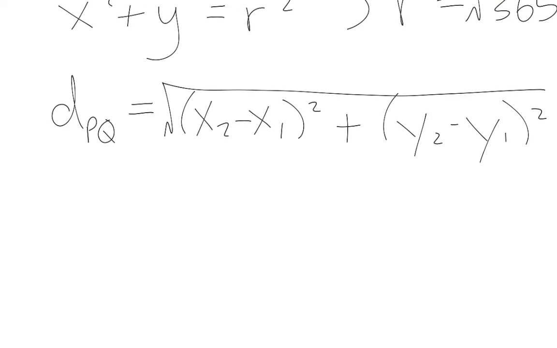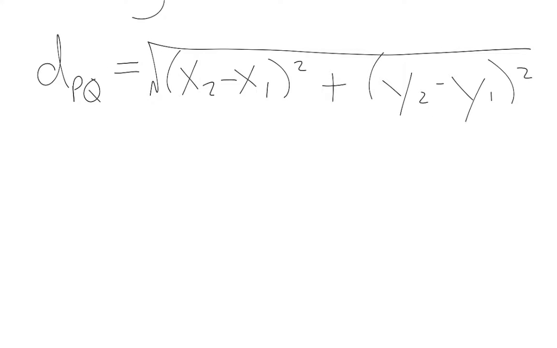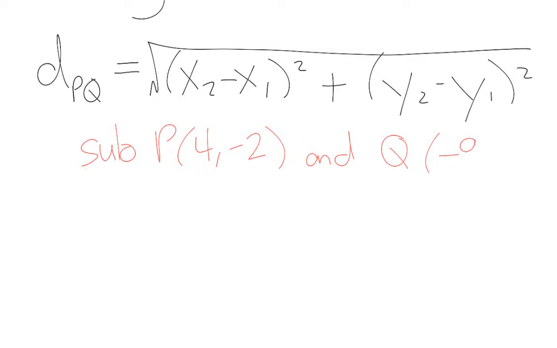So in our next step, I'm going to substitute in these numbers. So I'm going to write substitute in point P, which is 4, -2, and point Q, which is -9 and 12. I am going to write out all the work for this question. So I'm going to substitute in these values. When I do, I'm going to put them in brackets.